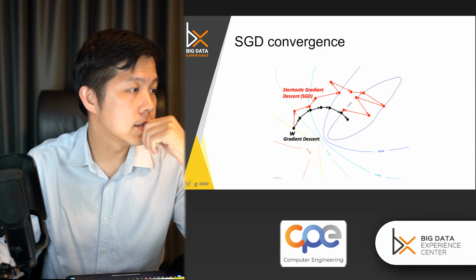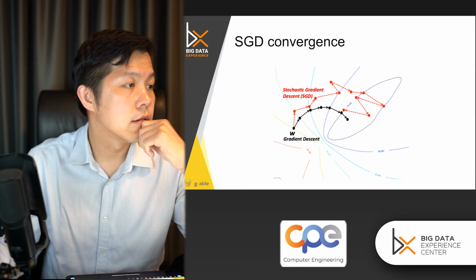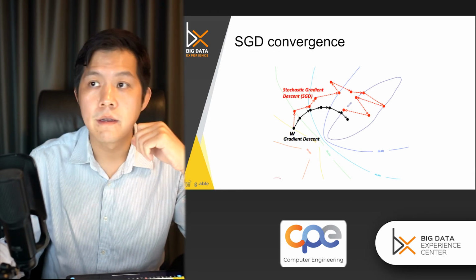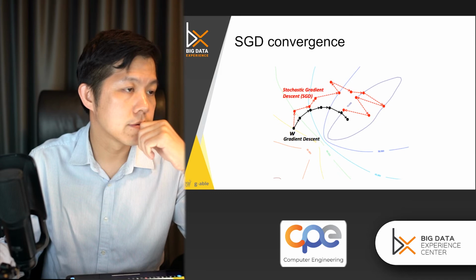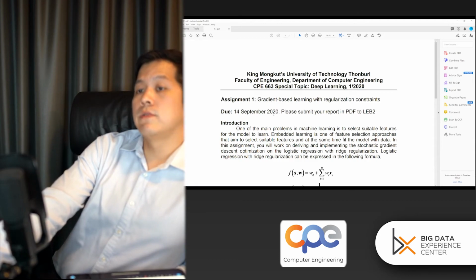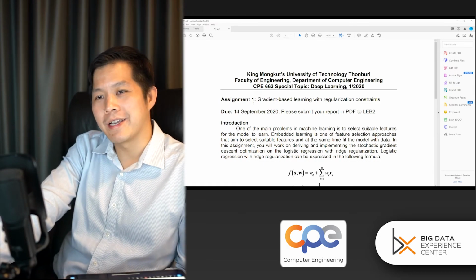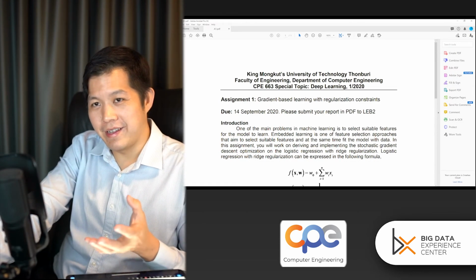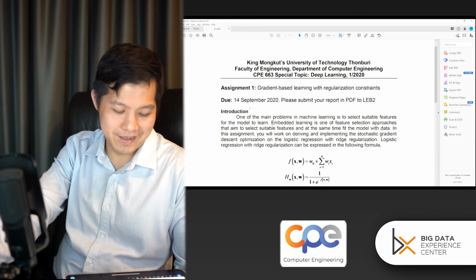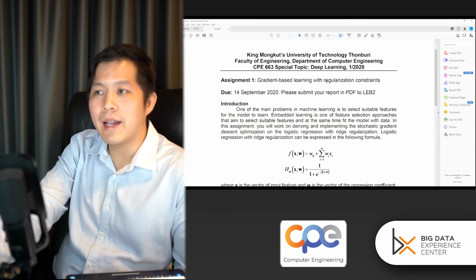Where is it? Should be here. Deep learning. Right, you got about 3 weeks to work on this assignment. Actually, initially I was going to put it as 2 weeks, but because the 7th is a holiday, I cannot do that, right? Yeah. So here is the gradient-based learning with regularization constraint.